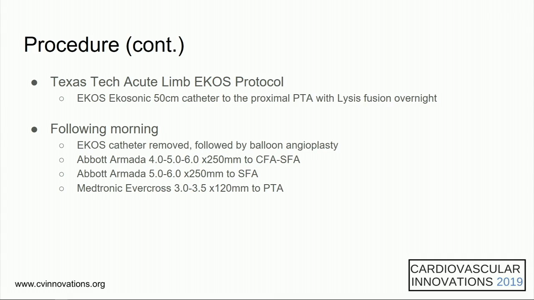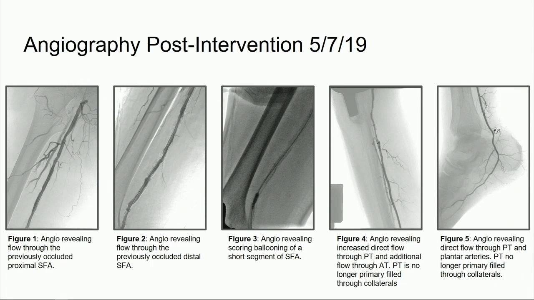We then continued with our Texas Tech acute limb ECOS protocol. In that protocol we use the ECOS catheter, placed in the proximal PTA, and we did an overnight infusion of alteplase. The following morning we removed that and then did a balloon angioplasty. As you can see, there's a lot of improved flow in the entirety of the leg, from the proximal SFA to the distal SFA. We noticed a small segment in which there was hindrance of flow, and we did a scoring balloon of that area of the SFA.